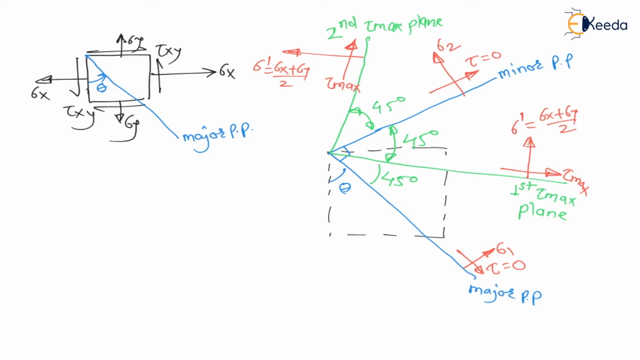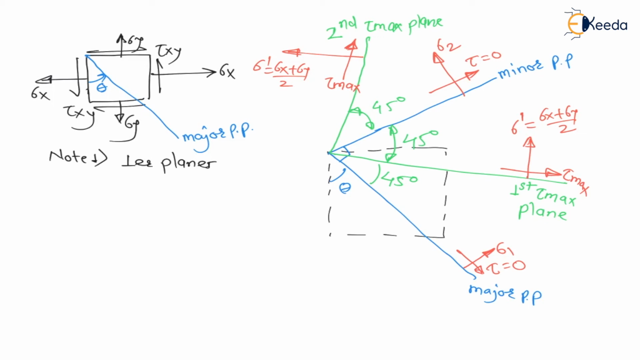And interestingly, there is one very special note. There is one, or there are two special notes. That is note number one: on mutually perpendicular planes, the magnitude of shear stress is same. On mutually perpendicular planes, the magnitude of shear stress, what I am saying, magnitude of shear stress is same.